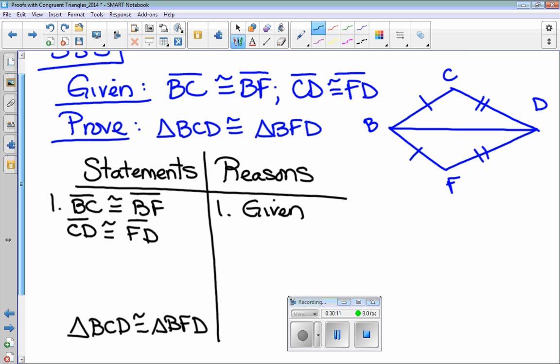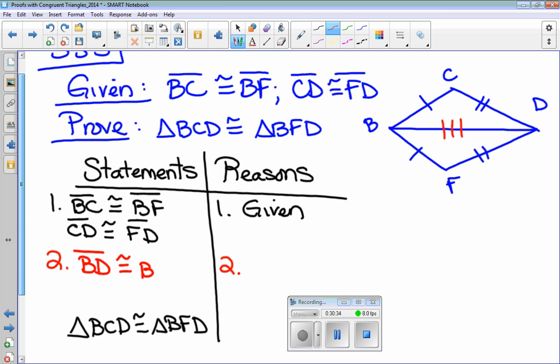Are there vertical angles? No. Do they share a side? Yes. So I'm going to add that information to my picture, using a different color, and that tells me I'm going to add a statement in my proof. The statement would be that segment BD is congruent to segment BD.